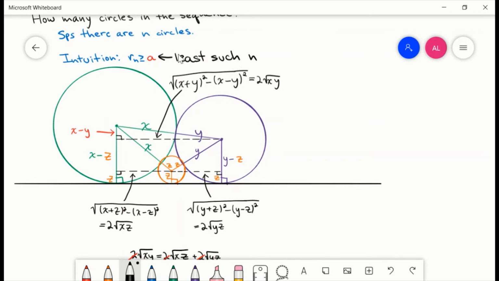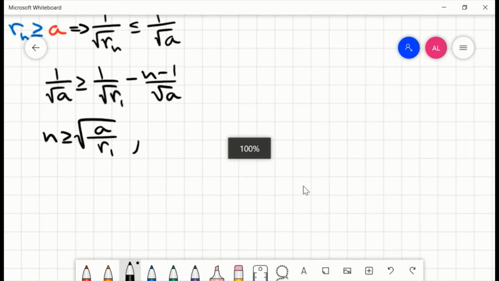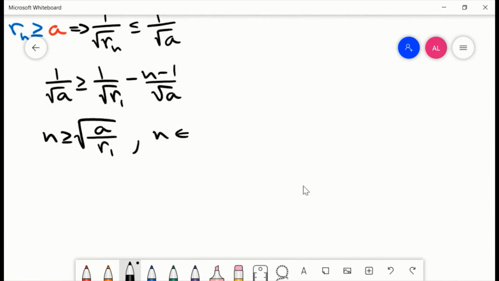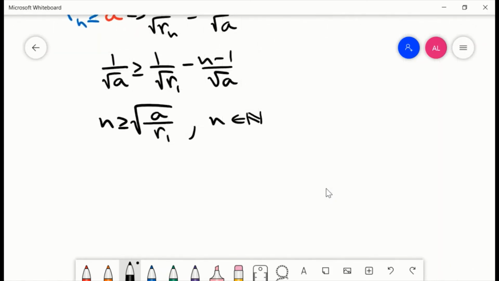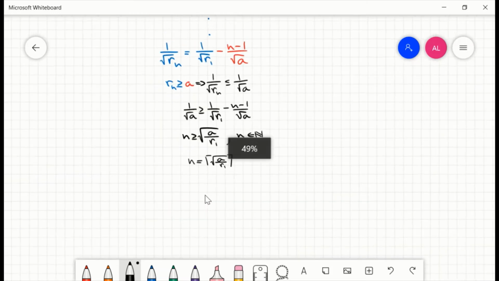But then also remember how we added this right here. We want the least such n, right? And so the least n, of course, is an integer, because n is the number of circles in the sequence. Any number of circles always has to be a positive integer. We also know that n is the least such integer, and so we get that n is equal to the ceiling function of the square root of a over r sub 1, where a over r sub 1 is inside the square root. And so we're done. That is the answer to our question.